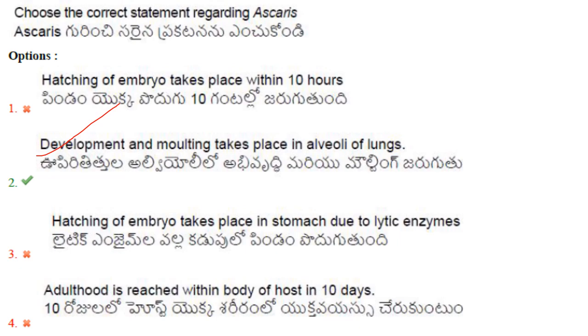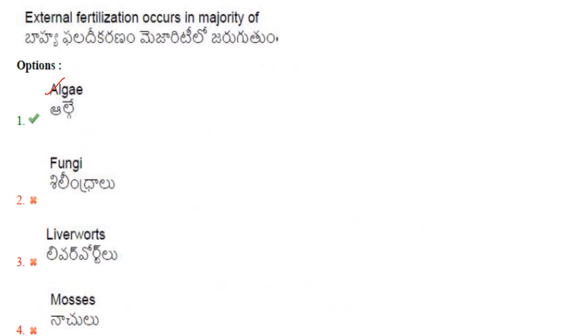Choose the correct statement regarding Ascaris. So the first statement is wrong, that is, hatching of embryo takes place within 10 hours is wrong. Development and molting take place in the alveoli of lungs, that is correct. Answer is option. Then external fertilization occurs in majority of. So fertilization that happens outside the body is called external fertilization, and it requires a water body for successful fertilization. So it occurs in majority of algae. Algae are usually found in water. So answer is option 1.